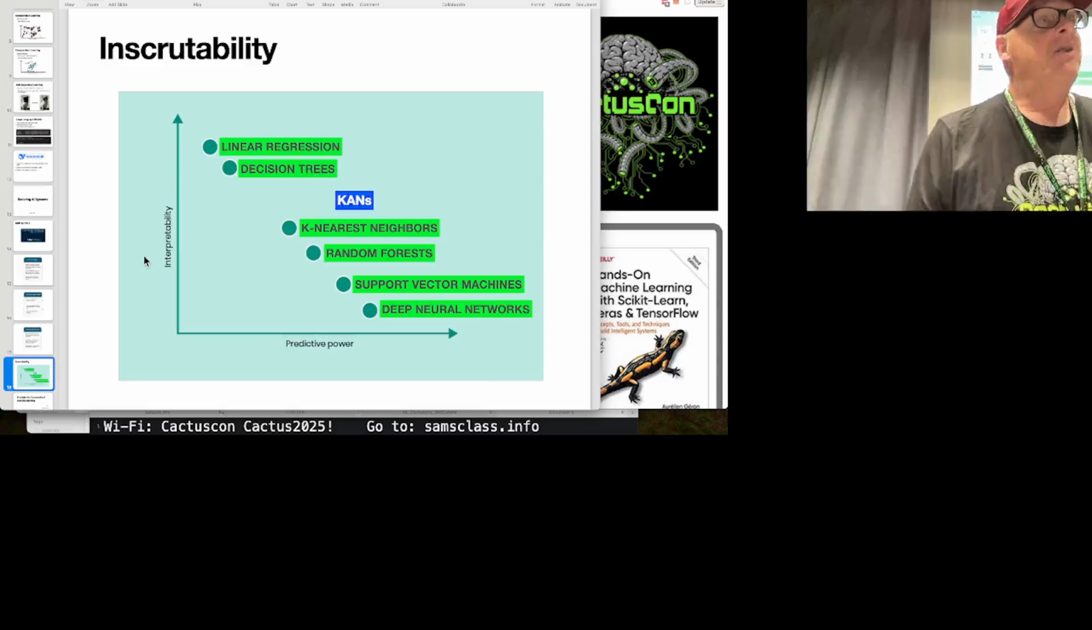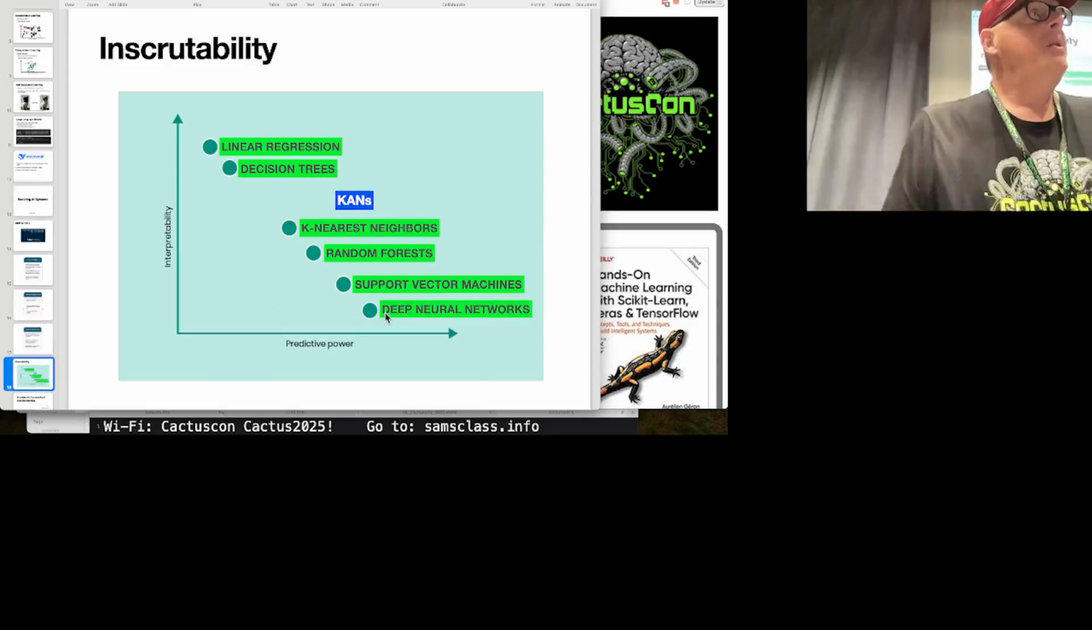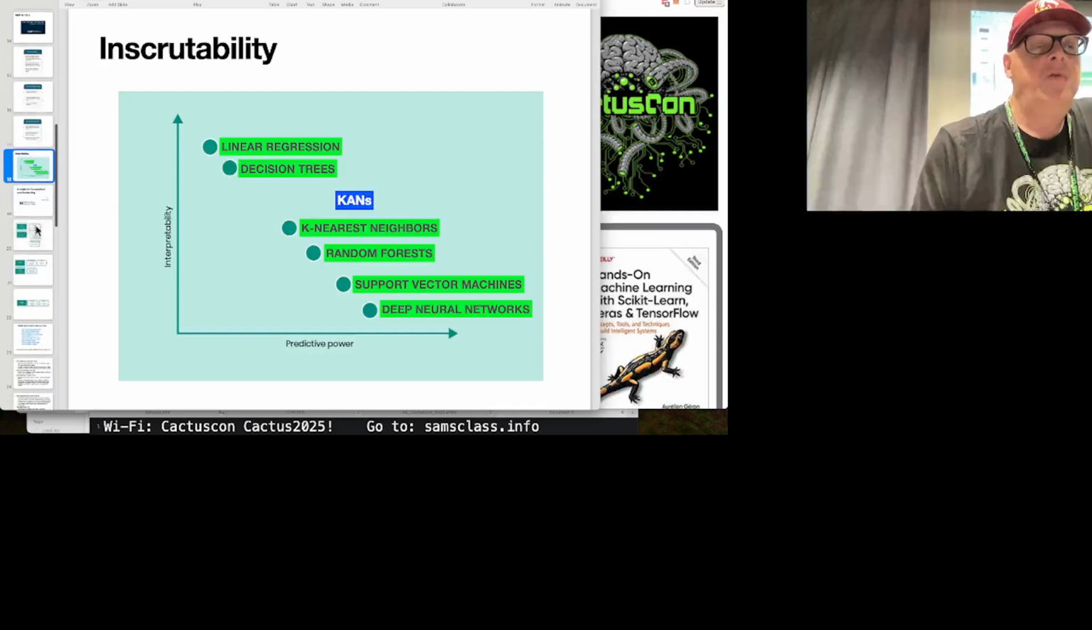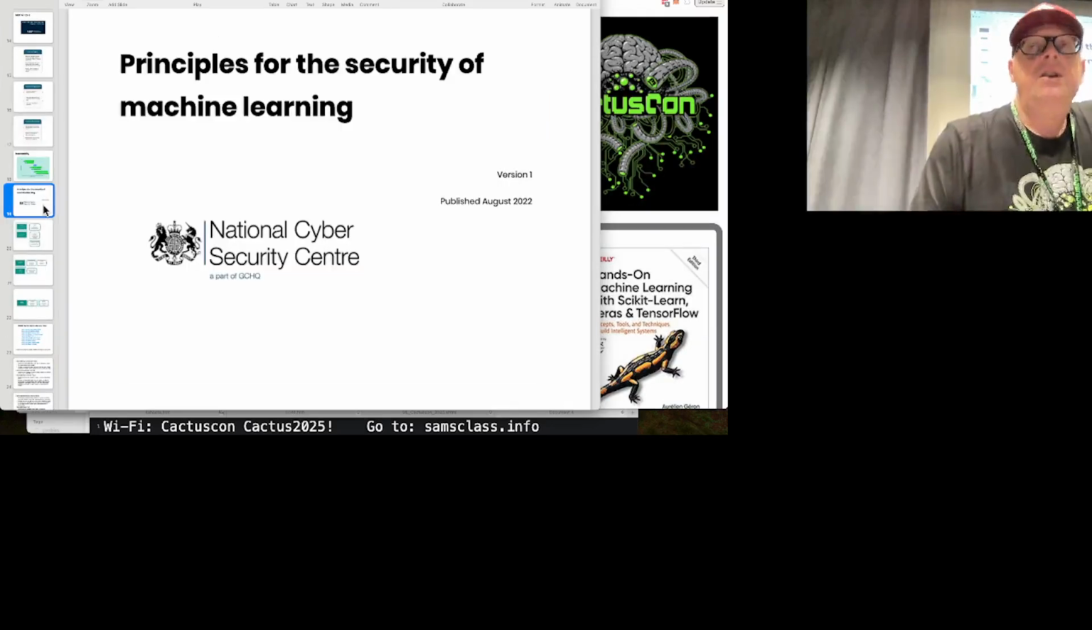We don't understand how it works, so we don't know how to make it stop doing bad things. Now, these ones in the middle, you'll see in the projects, move up the scale of getting more powerful and therefore less controllable. But the newest ones, these Kolmogorov-Arnold networks, show promise at being as powerful as deep neural networks, but much easier to understand. So that may be the wave of the future, but they're very new, so we're still finding out what they're good for. Anyway, the UK cybersecurity seemed more useful to me.